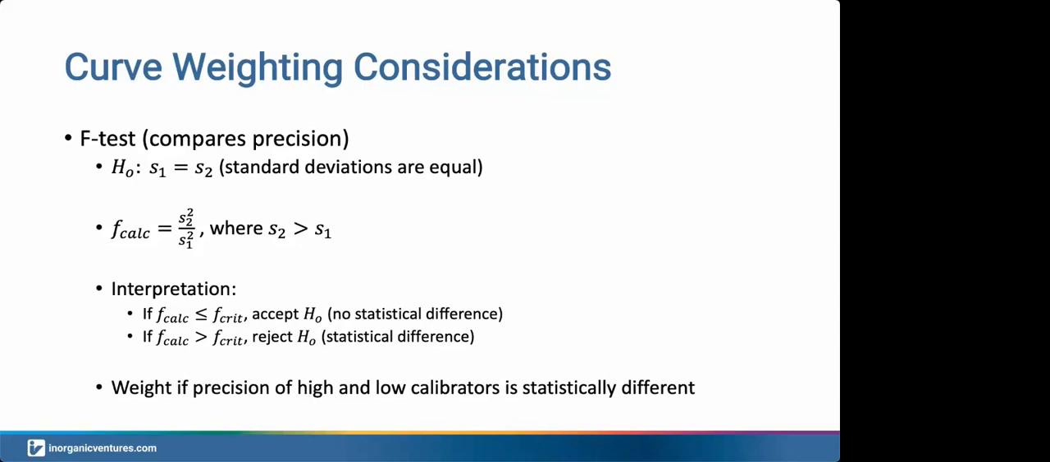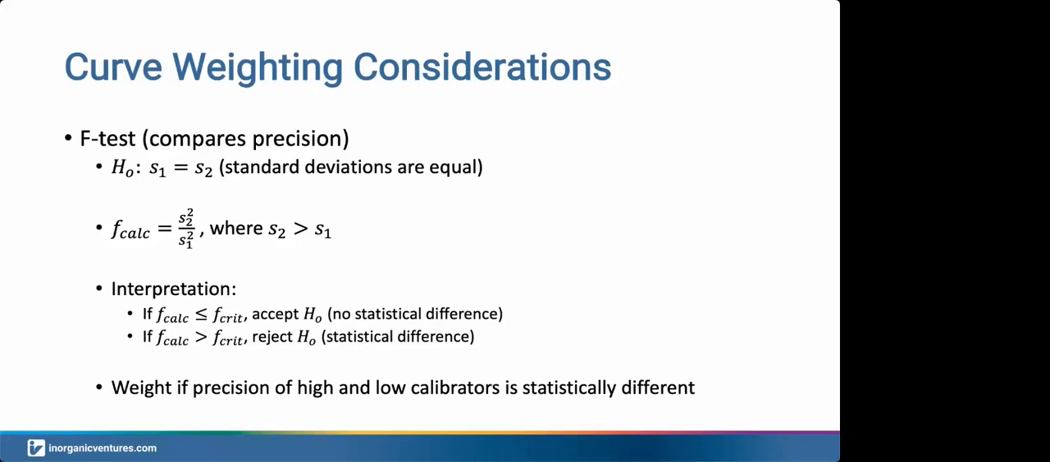Once we have the critical and calculated values, we can interpret the results. If the calculated value is less than or equal to the critical value, the null hypothesis is accepted and the test shows that there is no statistical difference between the precision of the upper and lower ends of our calibration curve. This means that weighting the curve would not be appropriate. However, if the calculated value is greater than the critical value, the null hypothesis is rejected and the test shows that there is a statistical difference. Here, curve weighting would be appropriate.